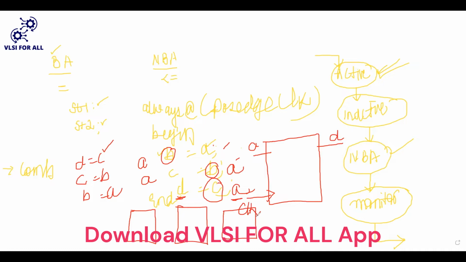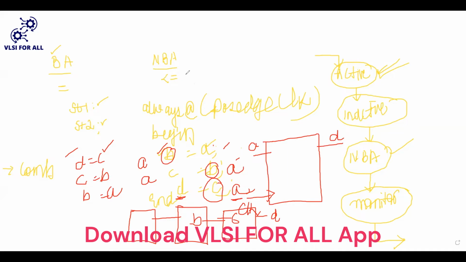First it will connect D with C, later C with B, and later A with B. So we can see that for the same code, when the statements are just interchanged, there is a major problem. But this will not be the case with non-blocking assignments. In non-blocking assignments, in whatever order we write them, the synthesis tool will assign the same flip-flops.